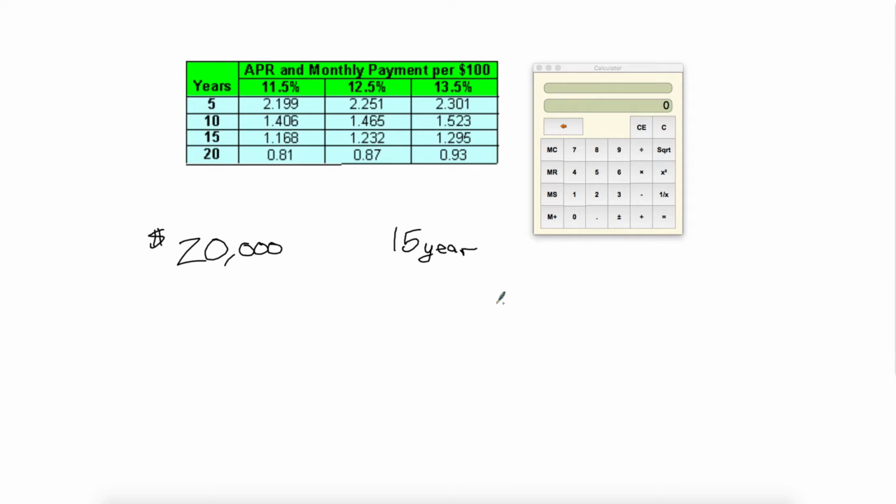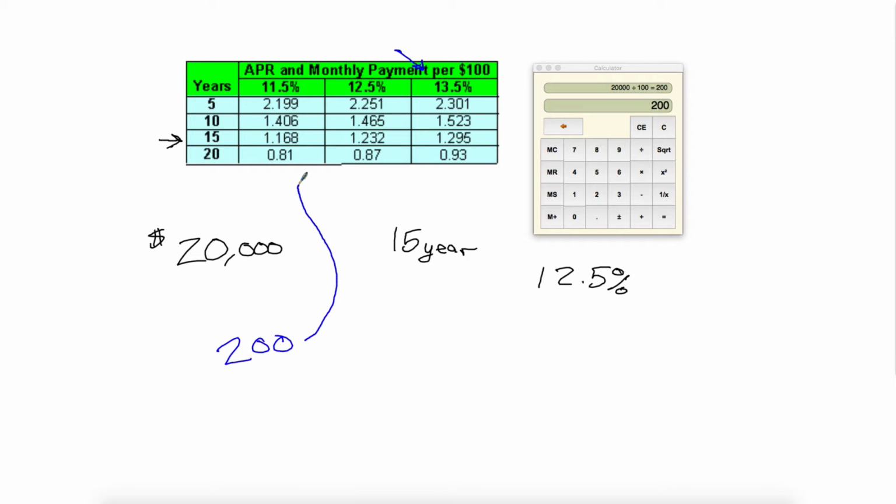If we wanted to find out what our payments would be, we look right here at 15 years, and let's say the APR is 12.5%. Now we're asked to find out what the payment would be. Well, again, this is payment per $100. So take 20,000 divided by 100, we get 200. So now our new number that we're dealing with is 200.